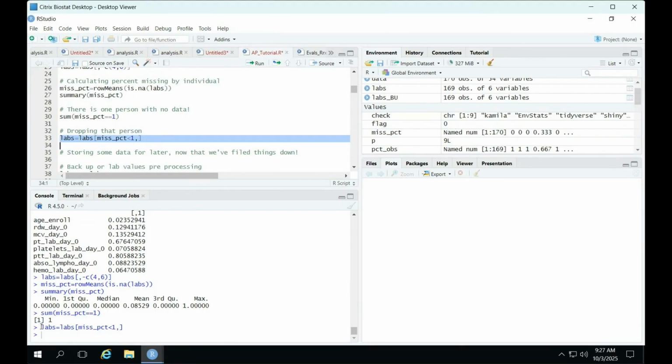It's okay that there's only one person missing, but if you had a larger value, you'd want to be cautious. You might say, I don't think I collected enough data. I might need to collect more data before I can proceed with this analysis.